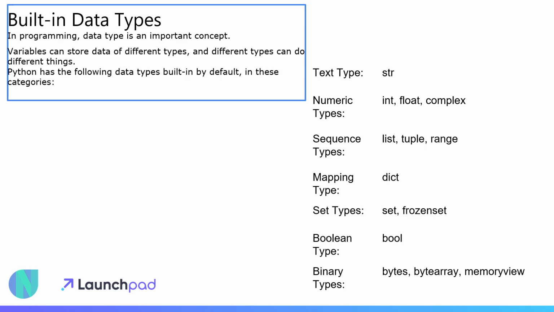In a programming language, data type is an important concept. Variables can be used to store data of different types, and also different things. For example, if it's a basket and I want to add something, whether it's a fruit or a vegetable.